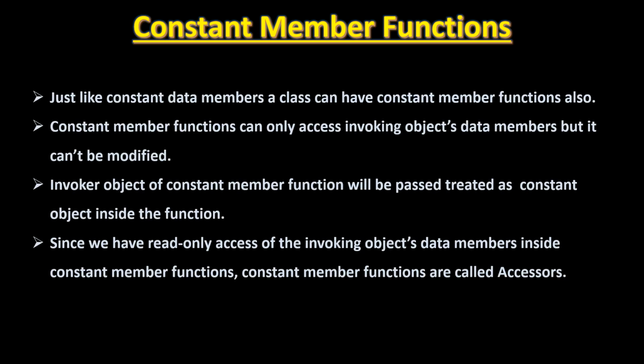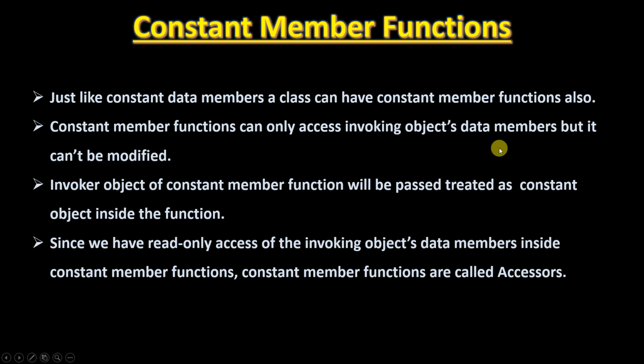So what exactly is meant by constant? Constant means it has a read-only property. You can read it and access it, but you cannot modify it. In the same manner, constant member functions behave like accessors, but they won't allow you to modify. Just like constant data members, you can have constant member functions inside a class. Constant member functions can only access the invoking object's data members, but it cannot be modified. You can underline this point.